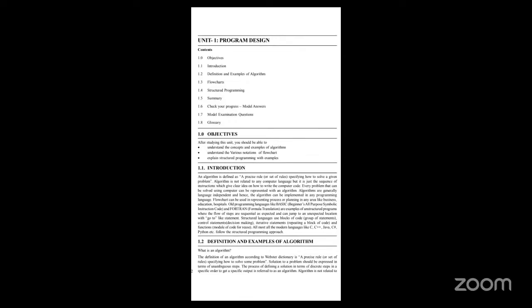Definition and examples of the algorithm. According to the Webster dictionary, it is a precise rule or set of rules to specify how to solve some problem. In that definition, an algorithm is a precise rule or a set of rules that specify how to solve a problem. How to solve a problem we can specify in this set of rules, so that is called an algorithm.